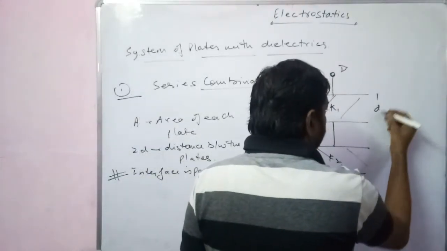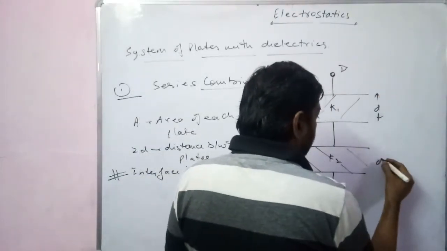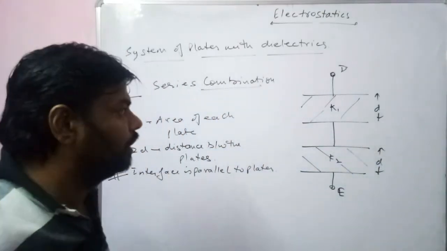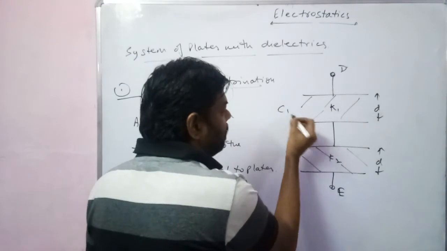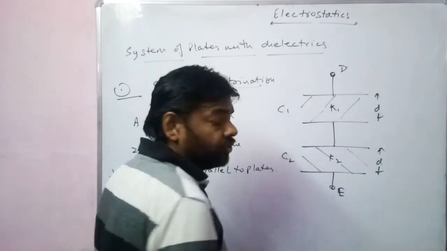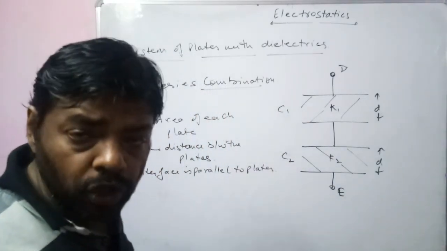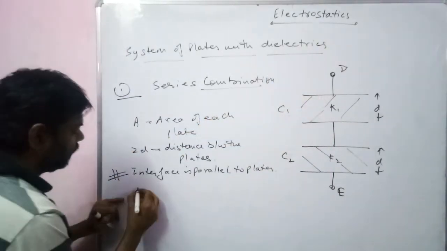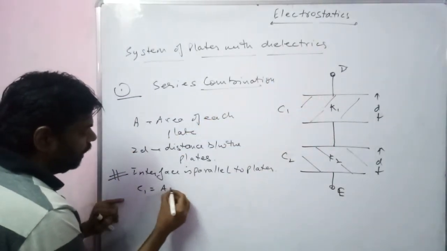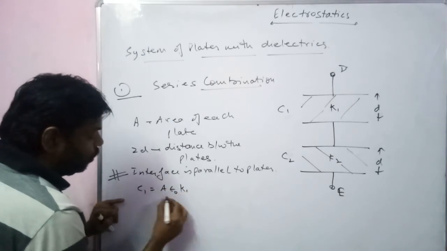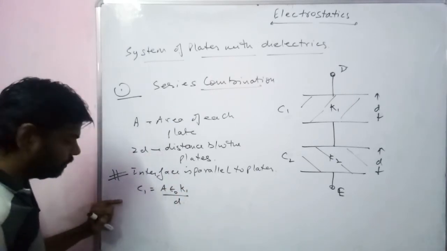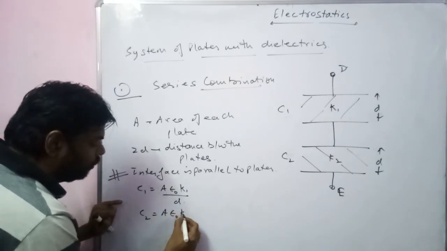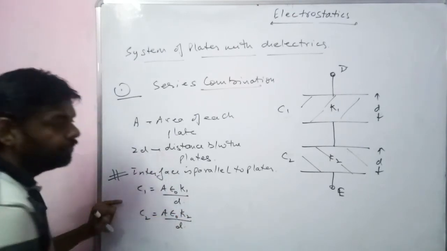So this distance between the plates will be d. This distance between the plates will also be d. Okay? Now we are going to call this capacitor C1 and this capacitor C2. Then what do you have to do? We have to write out the capacitances. Say C1 is written as A epsilon naught into K1 by D. And C2 is again written as A epsilon naught into, say, K2 divided by D.